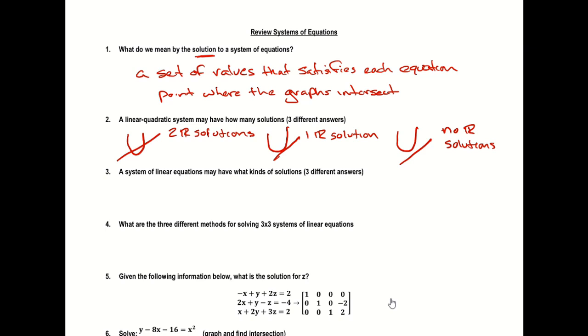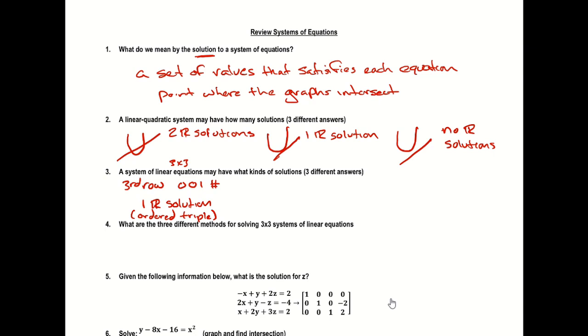All right, so a system of linear equations really should be 3 by 3. These are the ones we worked on all last week. What kinds of solutions do they have? We said when the bottom row, the third row, is 0, 0, 1, and any number, then that's one real solution, our ordered triple. And we'll see those here in a second.